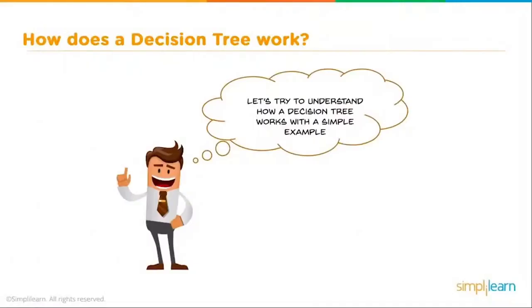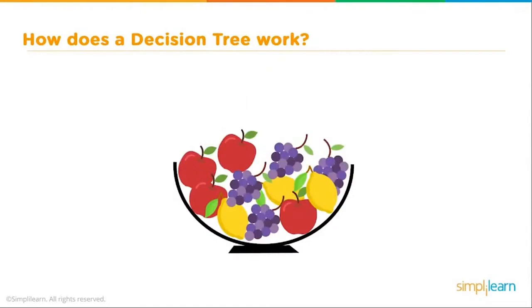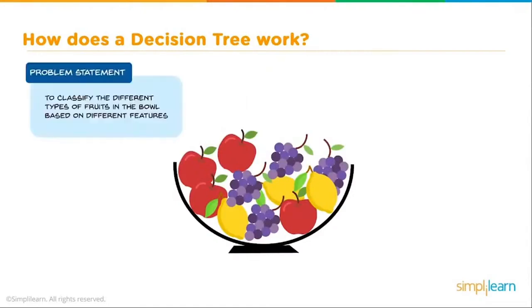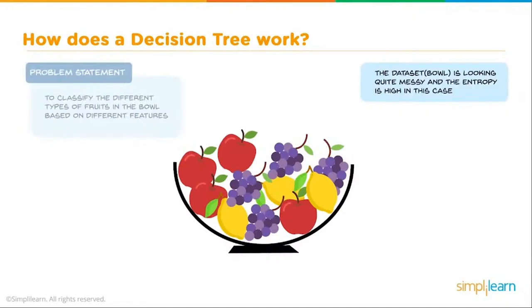So let's try to understand this, and let's use a simple example, and we'll stay with the fruit. We have a bowl of fruit, and so let's create a problem statement, and the problem is we want to classify the different types of fruits in the bowl based on different features. The data set in the bowl is looking quite messy, and the entropy is high in this case. So if this bowl was our decision maker, it wouldn't know what choice to make. It has so many choices. Which one do you pick? Apple, grapes, or lemons?